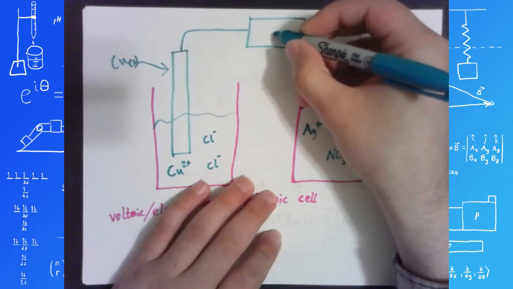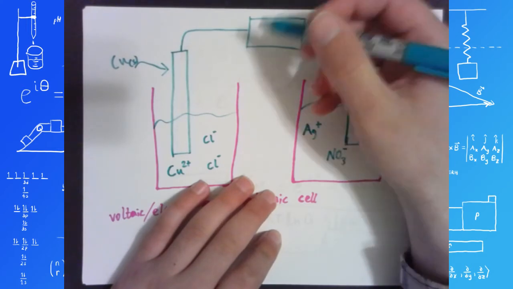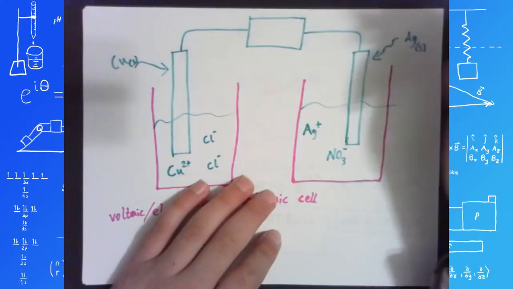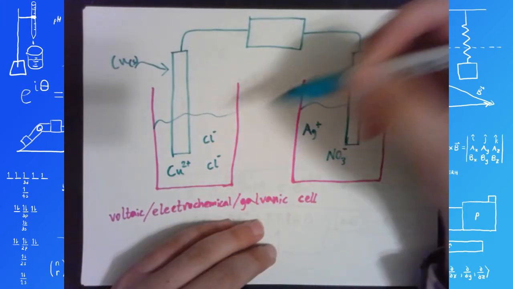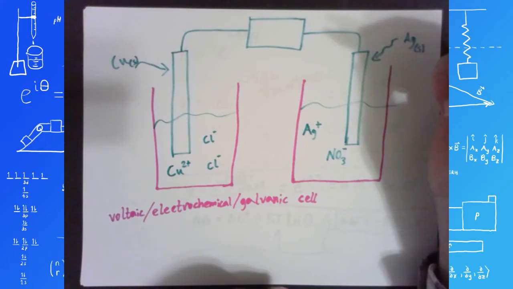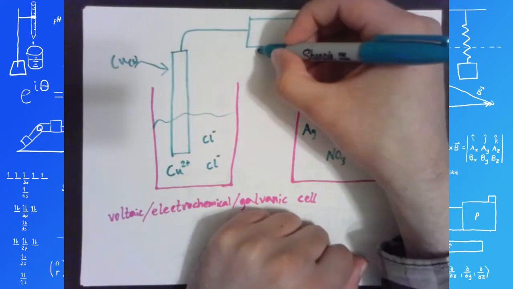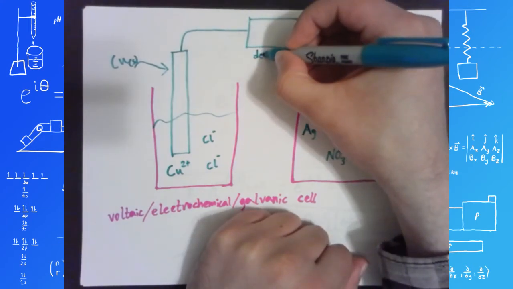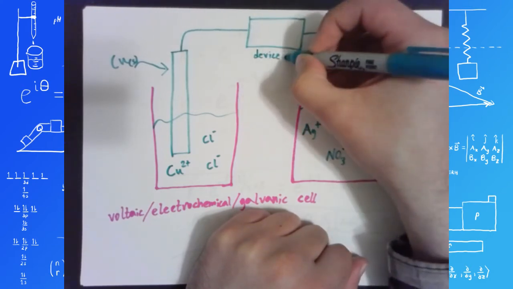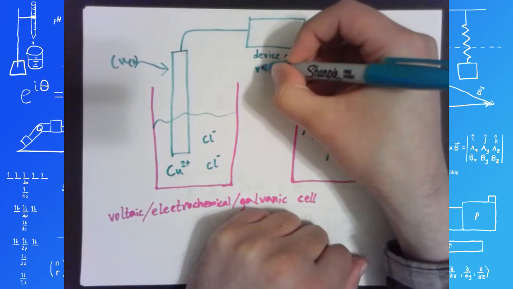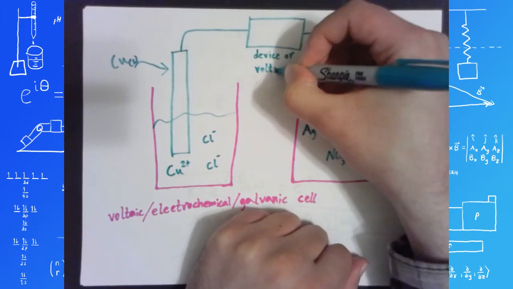Or typically what we'll have here is a voltmeter to measure how much voltage we get across these two compartments, these two half cells as they're called. But yeah, you can have a device or voltmeter here for the electricity to go through.